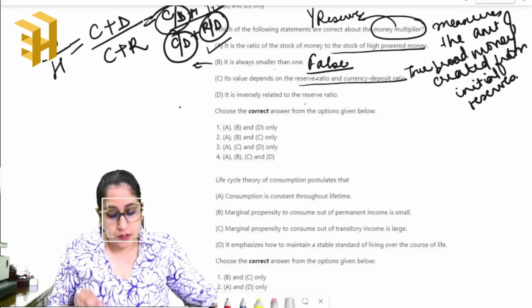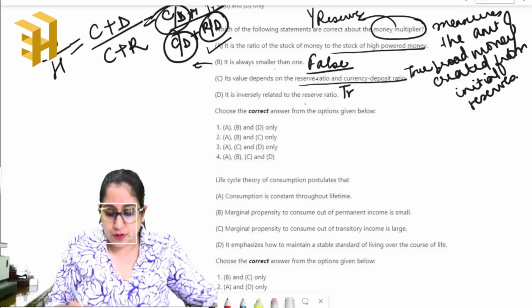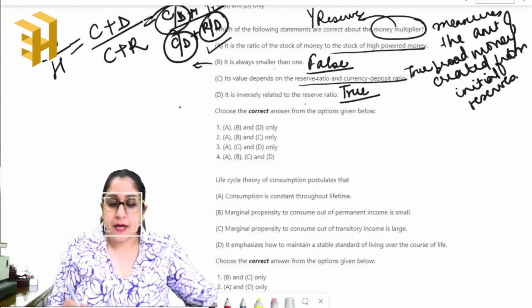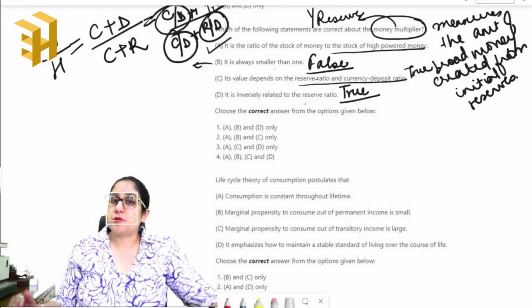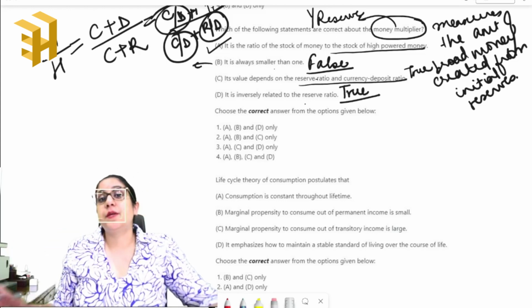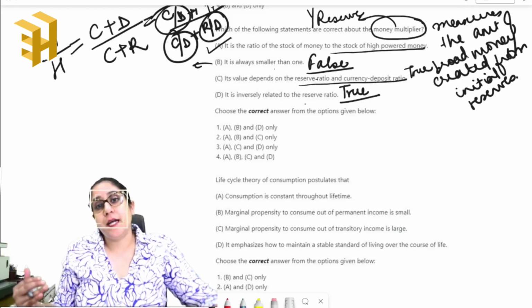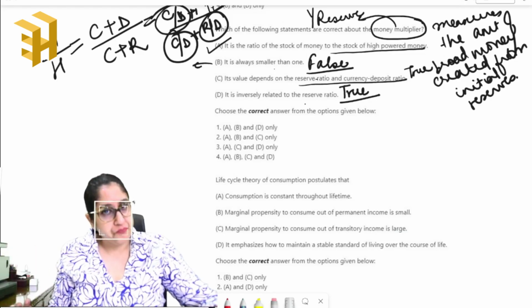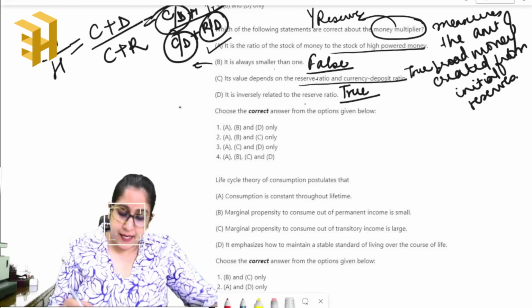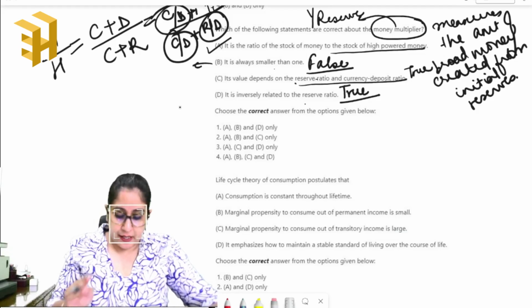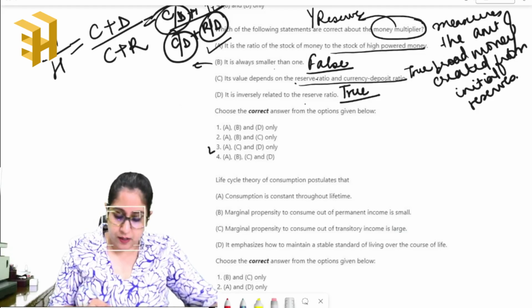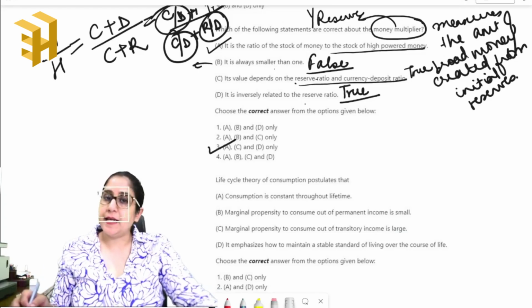It is inversely related to the reserve ratio. This statement is also true, right? The more the reserves that are kept by the bank, the lesser will be the bank's capacity to create credit money. Okay, so A, C and D, these are right. So this makes our third option the right answer.